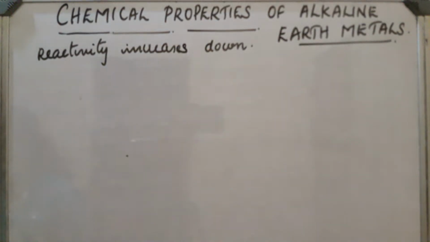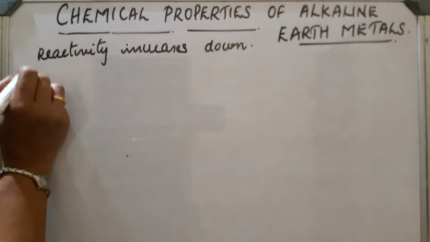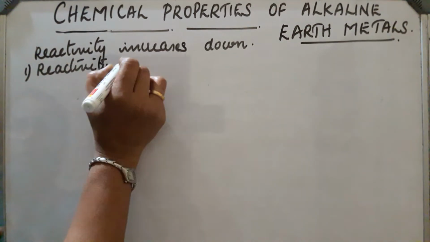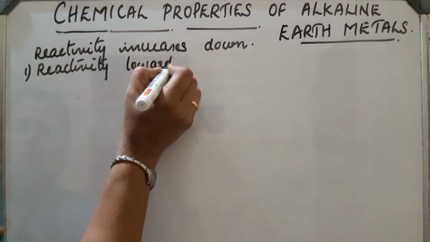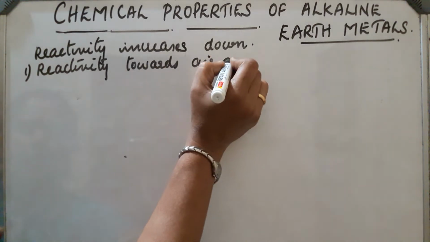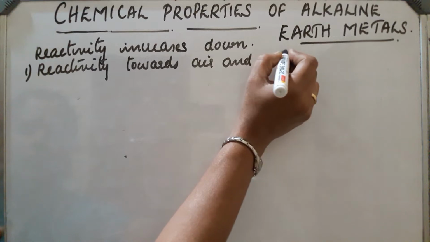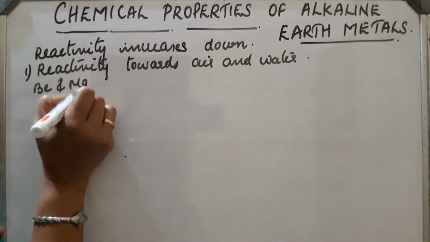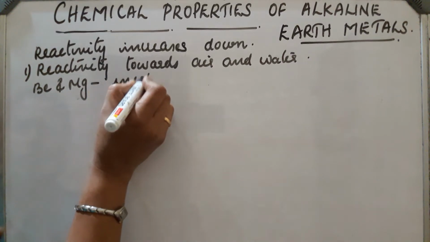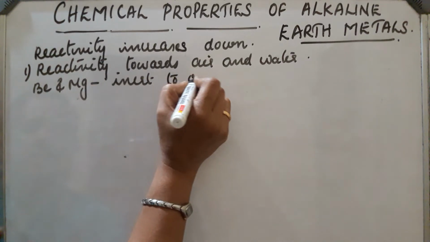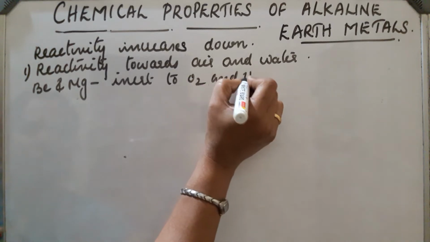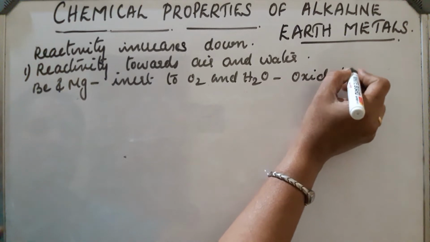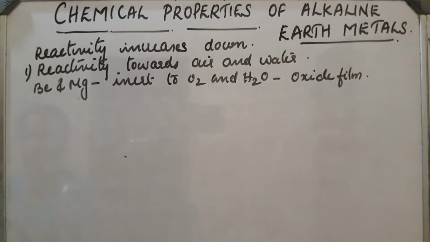So, first chemical property, reactivity towards air and water. First, the elements beryllium and magnesium. They are inert to oxygen and water because they form an oxide film on their surface. But when they are powdered, they are reactive.